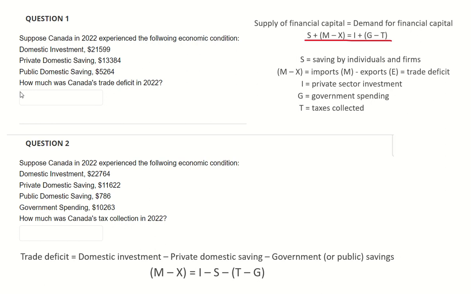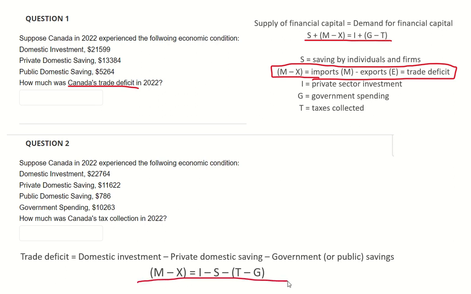First, it's asking how much Canada's trade deficit is. The trade deficit is M minus X, your import minus export. We can rewrite this equation to show how much the trade deficit is: M minus X equals I minus S. I is your investment, S is your private saving, and T minus G is your government saving, the public saving. So we have the information here.